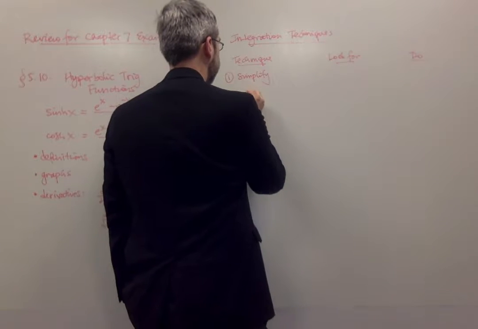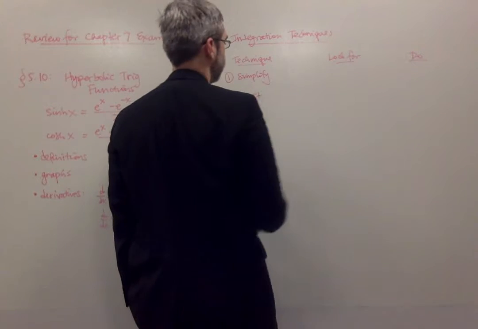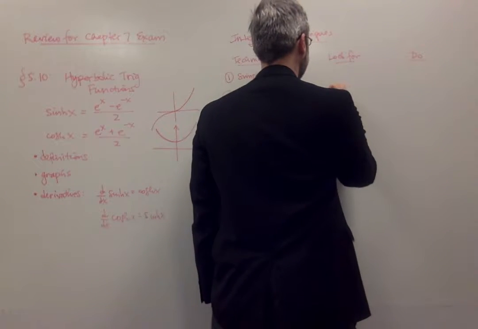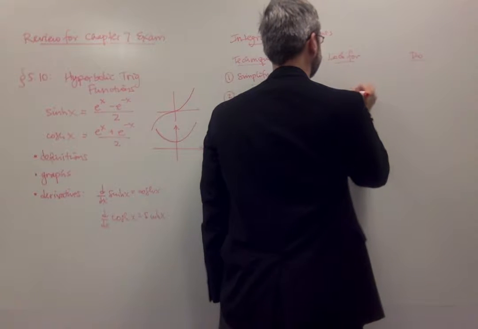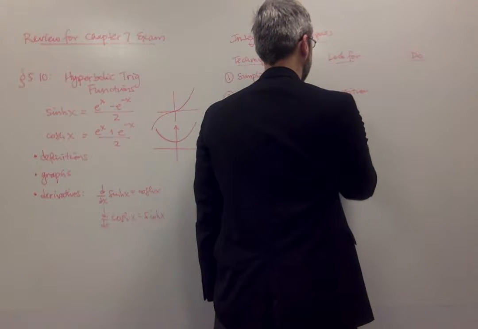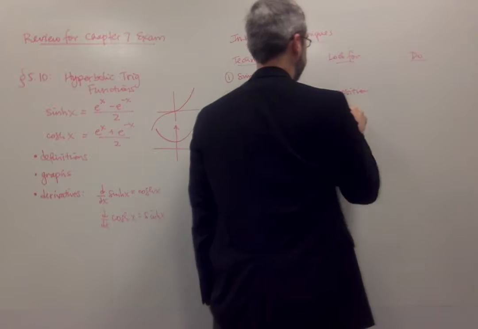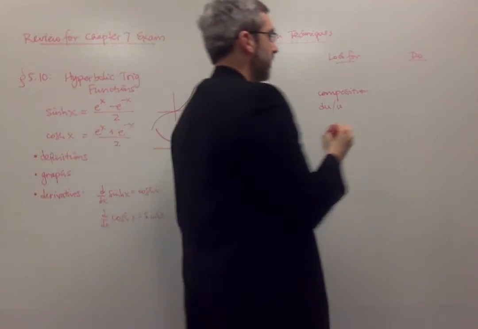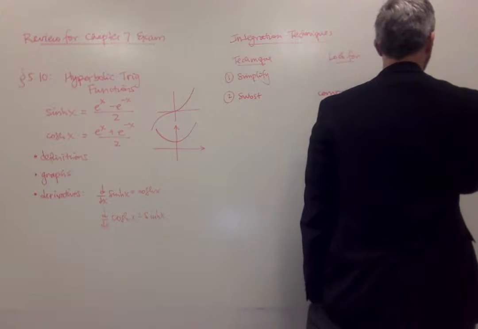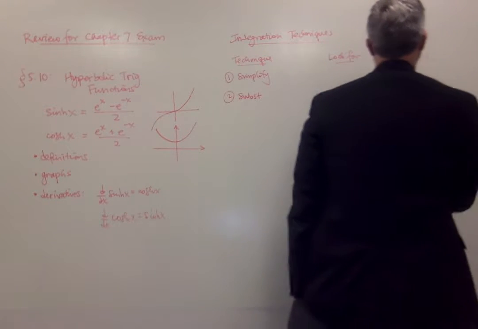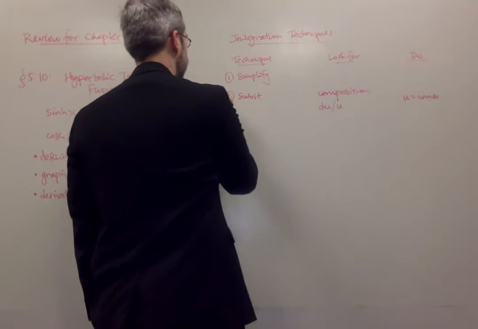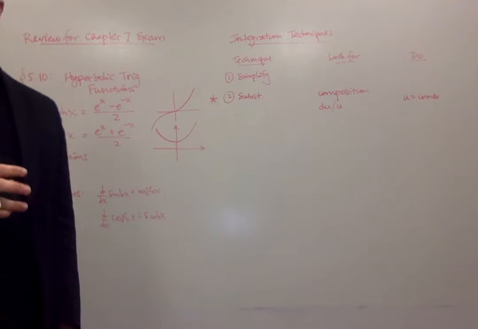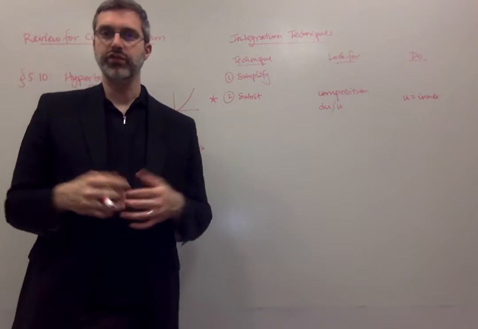Then we had substitution. We actually had substitution back in Chapter 5. But again, the thing that we look for is either a composition or something in the integral is the derivative of something else. So we look for the du that's the derivative of something. And then what we do there is we let u equal the inner function. And again, substitution is usually one of our first go-to things that we try, because if substitution works, it's usually a good thing.